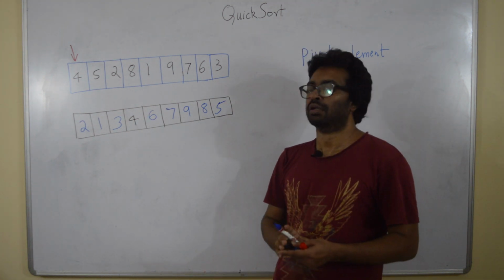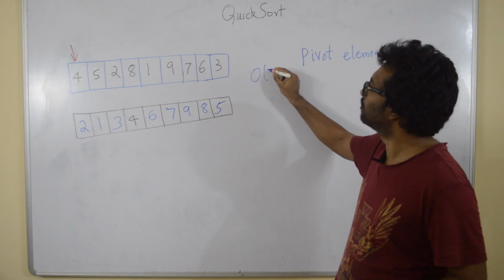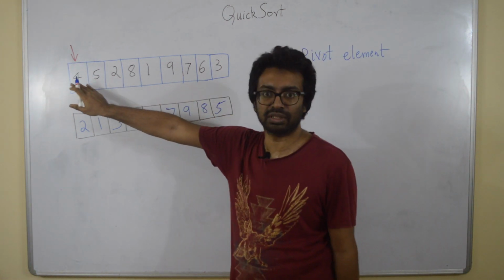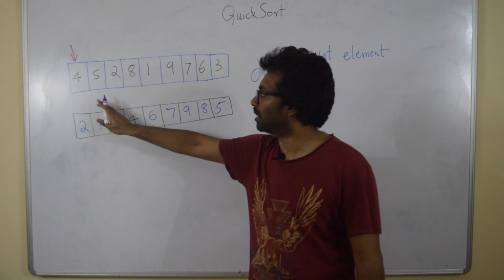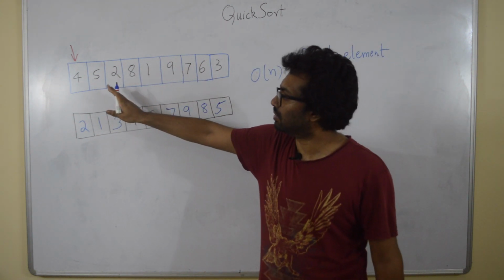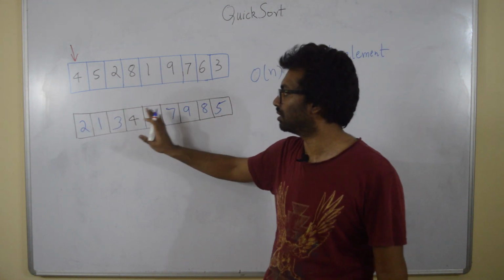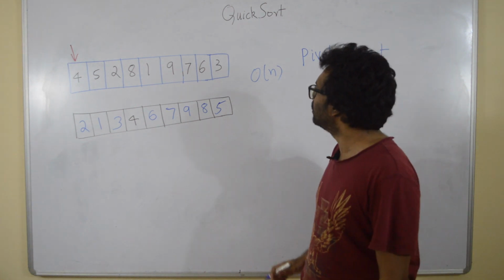How much time did it take to run this? This took order n time, because all I did is choose a pivot and then go through the array once. I walked through the entire array and copied things which are less than 4 to this side and things which are greater than 4 to the right side. And this takes order n time.